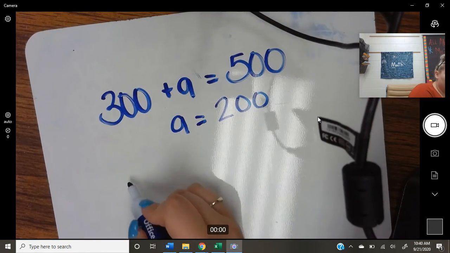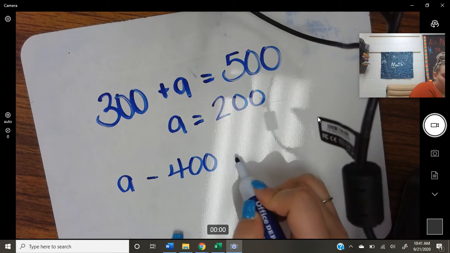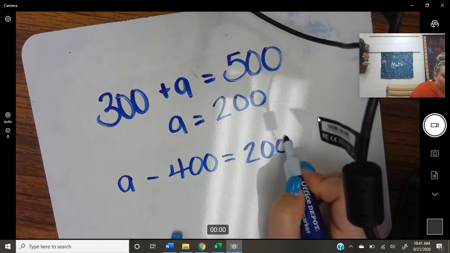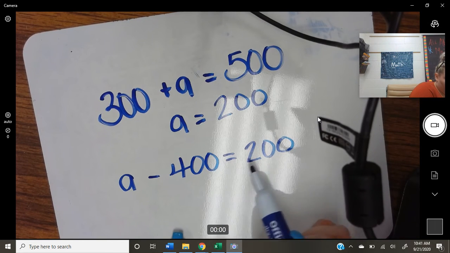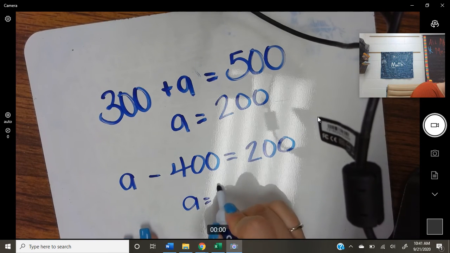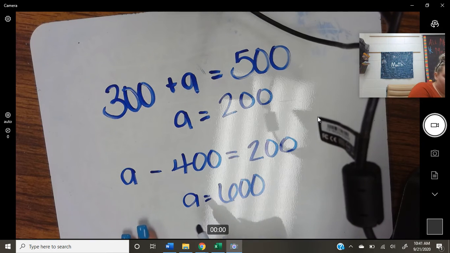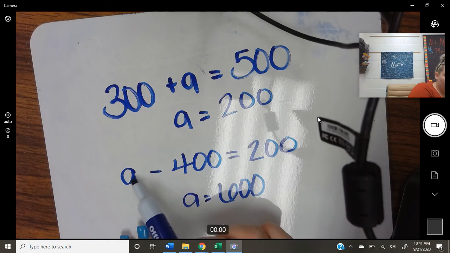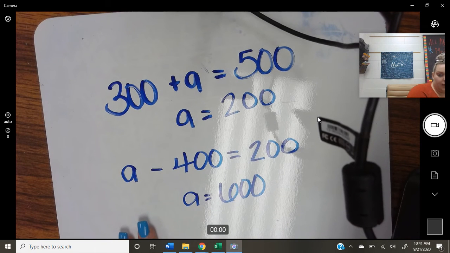Okay? If it was A minus 400 equals 200, what can you subtract 400 by to get 200? Well, you can add them together, right? So is 600 minus 400 200? Yes. Okay, you just need to find what A is. So A is whatever number you can subtract or add to get your final answer. That's all that one is. Okay, don't let variables freak you out.